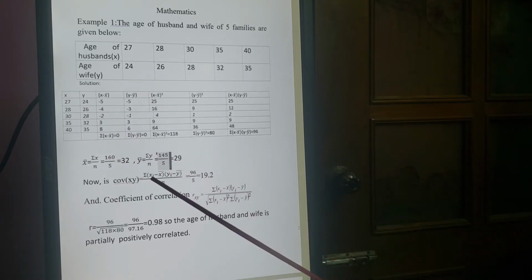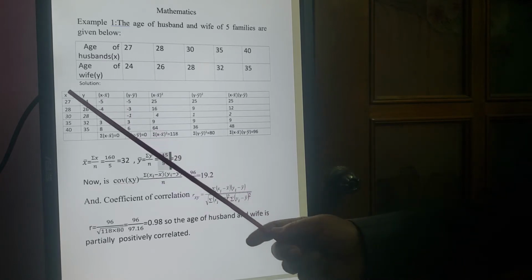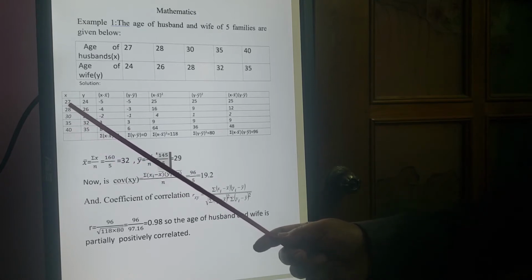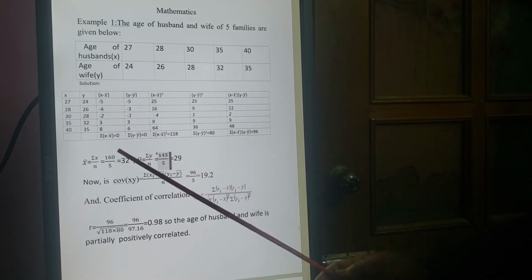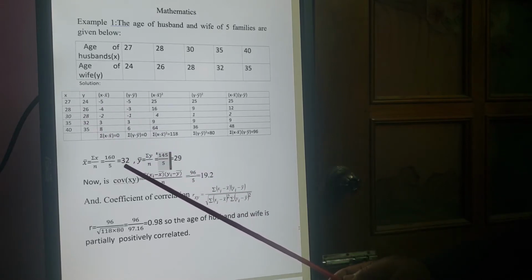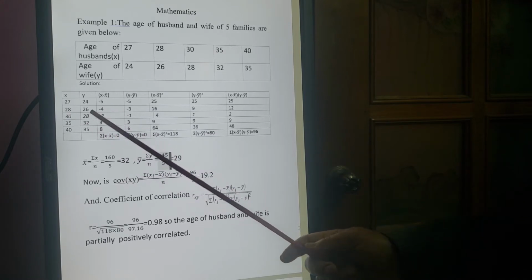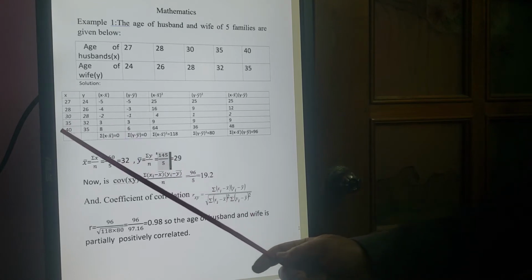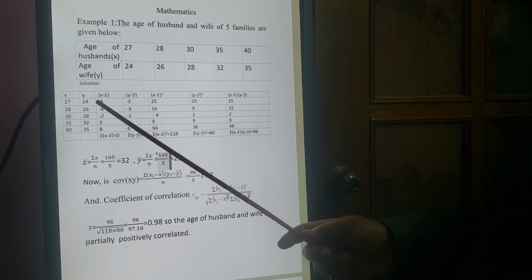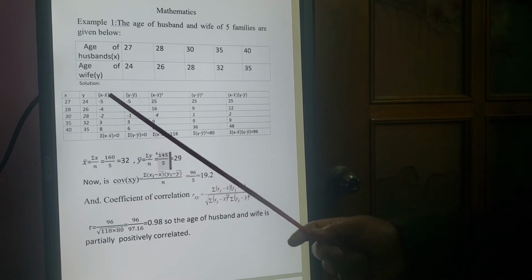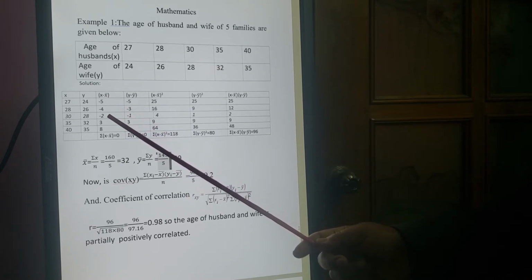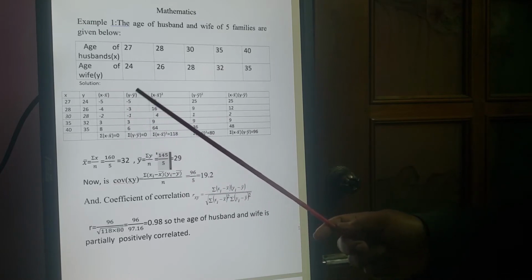Now you need xi minus x bar. These are xi: x1, x2, x3, x4, x5. That is 27 minus x bar, 27 minus 32, minus 5. 28 minus 32, minus 4. 30 minus 32, minus 2. 35 minus 32, 3. 40 minus 32, 8. We have got all these xi minus x bar. Then the summation of xi minus x bar: you add all these, 8 and 3 is 11, minus 5 minus 4 is 9 and 2 is 11. That is 0.